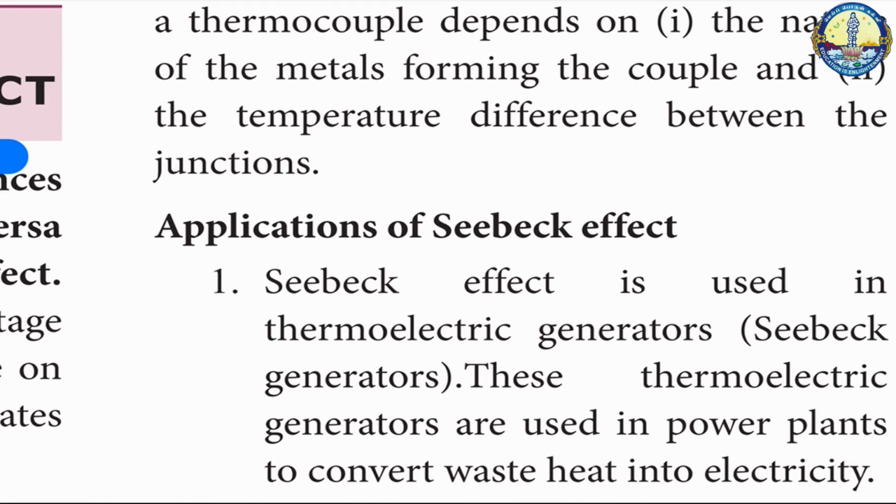These generators are used in power plants to convert waste heat into electricity. For example, in a sugarcane mill, the heat produced by the waste of the sugarcane generates voltage, so the overall mill can be powered by that heat. So the waste can be converted to electrical power supply, that is electricity. This effect is also used in automotive thermoelectric generators to increase fuel efficiency.